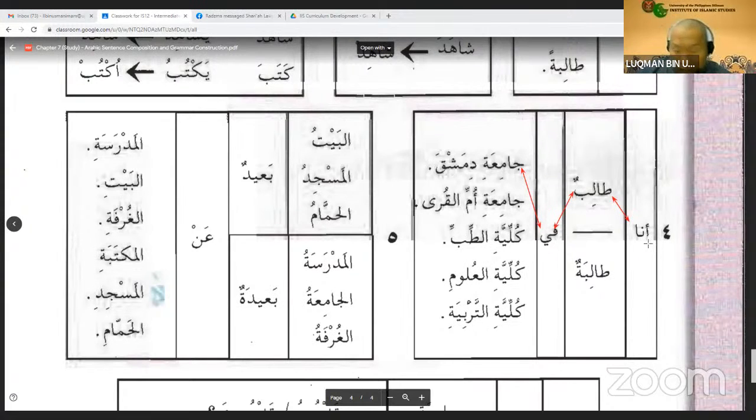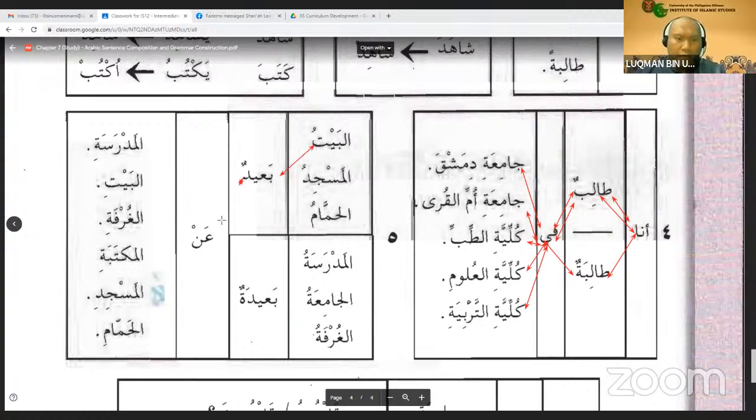Now, let's proceed. So, I am a student in the College of Medicine, College of Science, and College of Education. Okay, next.